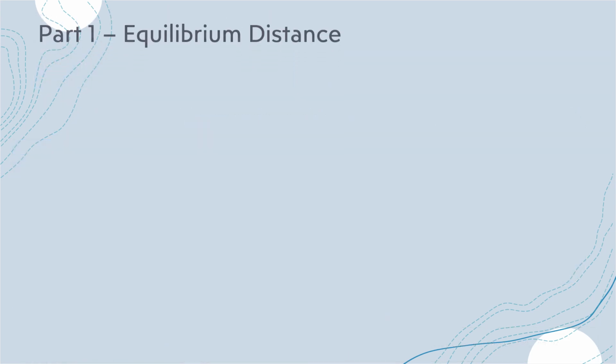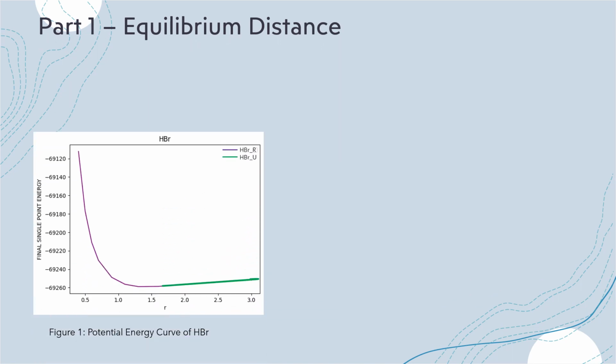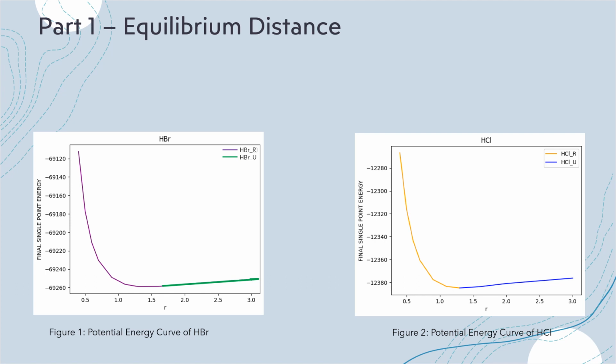Using the data from the table, the similar potential energy curves of HBr and HCl were produced as shown in Figure 1 and Figure 2 respectively. As seen, there's a restricted part, which is this part seen here, and this one here, and an unrestricted part, which is here and here.